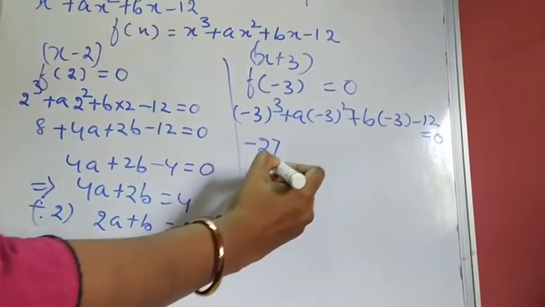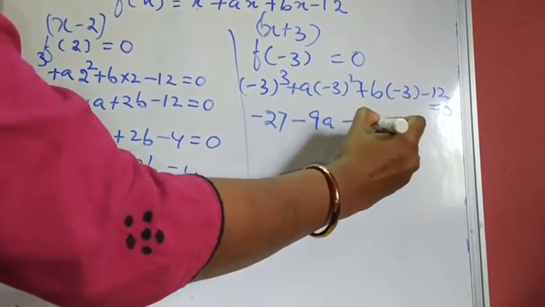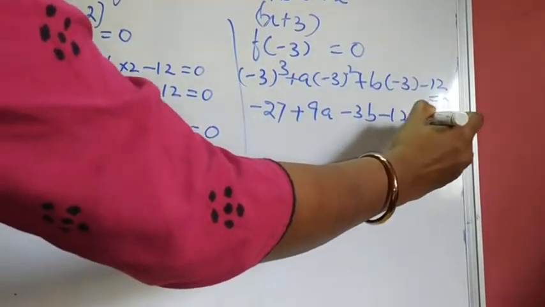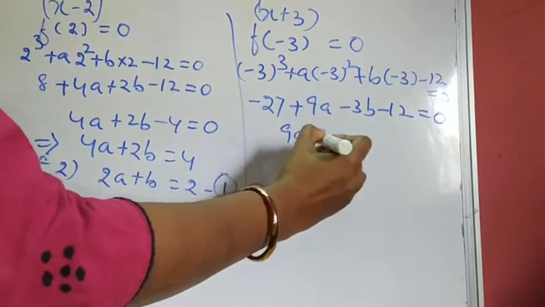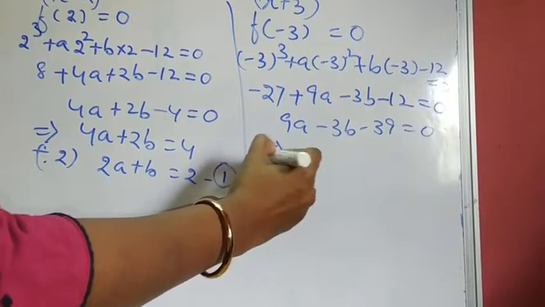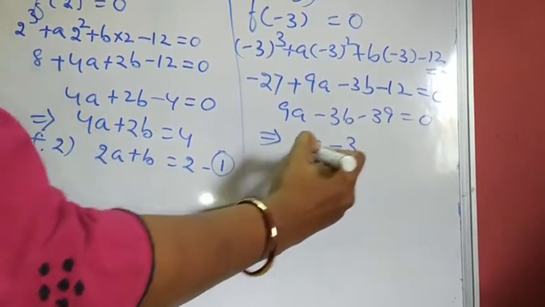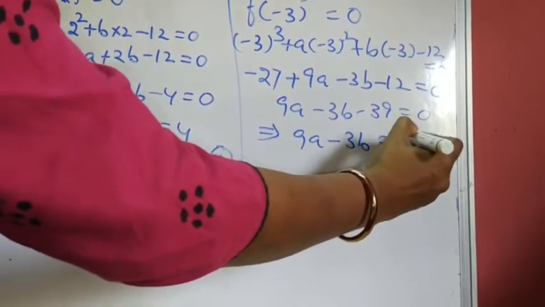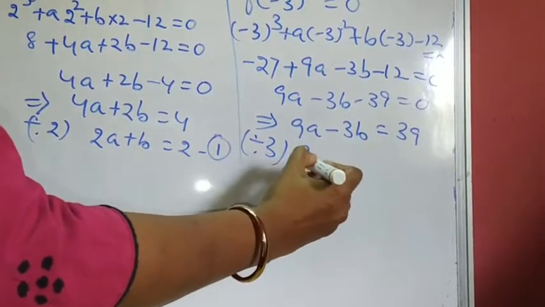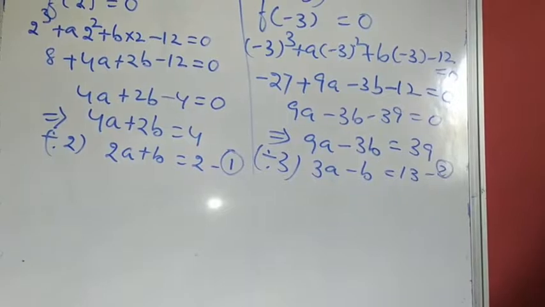Here we have minus 27 and plus 9a minus 3b minus 12 is equal to 0. So 9a minus 3b minus 39 is equal to 0, and when we take the 39 that side, we get 9a minus 3b is equal to plus 39. So divide the whole equation by 3. What do we get? 3a minus b is equal to 13. This is our second equation.